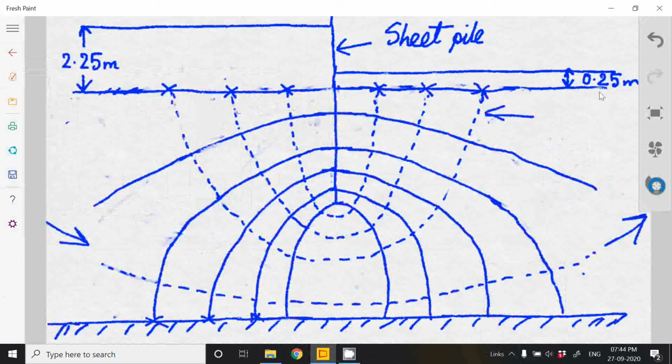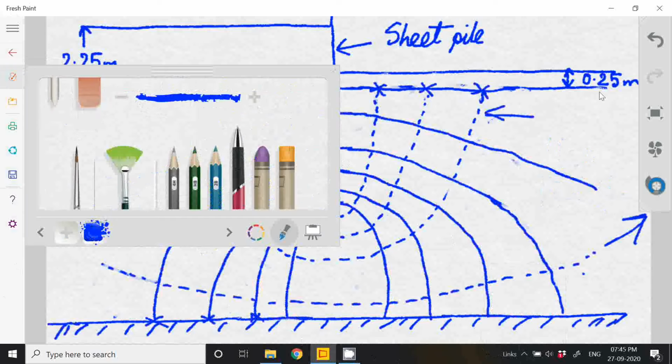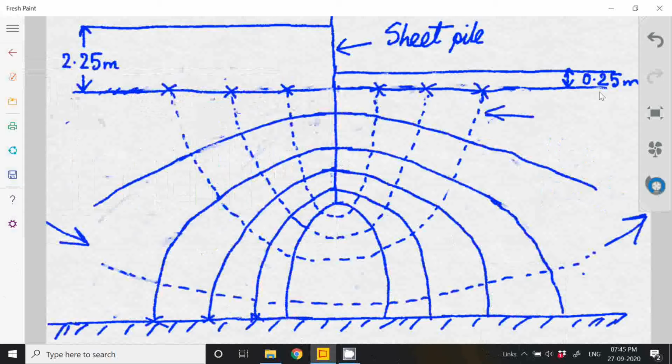Now let us go to the main part of this whole topic of flow net. We have to develop the equation of flow net. So how will we develop the equation of a flow net? For that, we have to take into consideration a few parts. What we will do is take a certain part of this flow net into account.